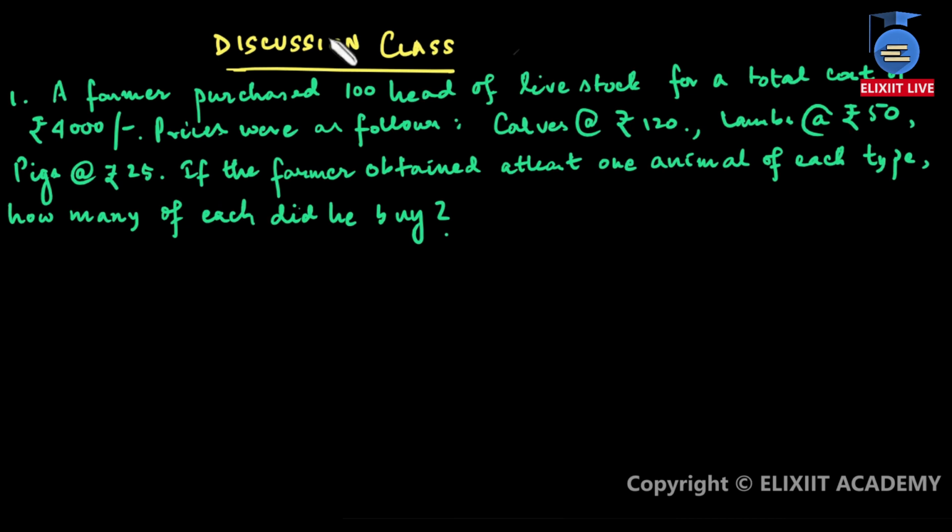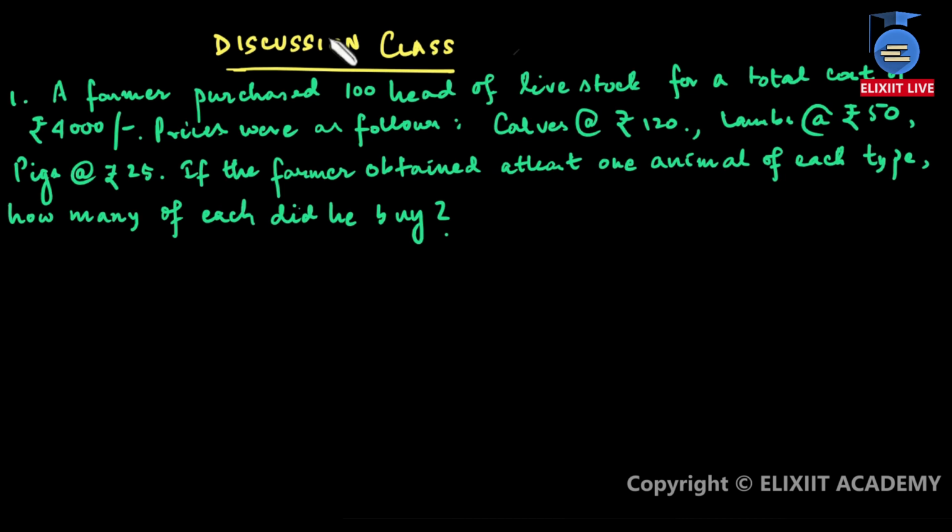Read the question first. A farmer purchased 100 heads of livestock for a total cost of rupees 4,000. The prices were as follows: cows at the rate of rupees 120, lambs at rupees 50, pigs at rupees 25. If the farmer obtained at least one animal of each type, how many of each did he buy? That is what you need to find out.